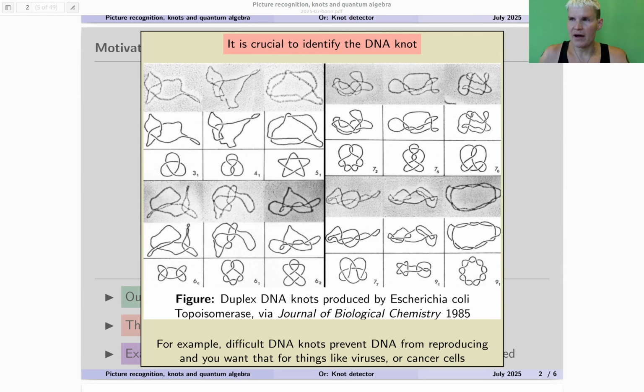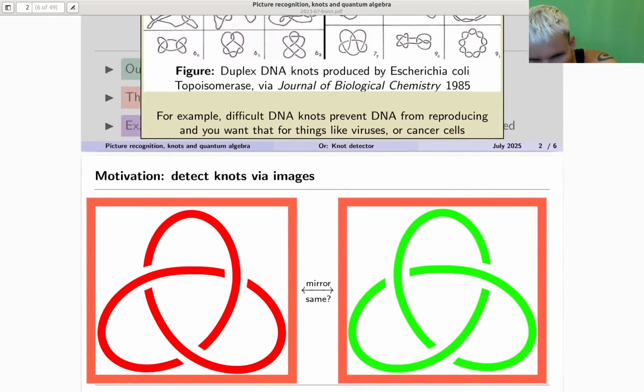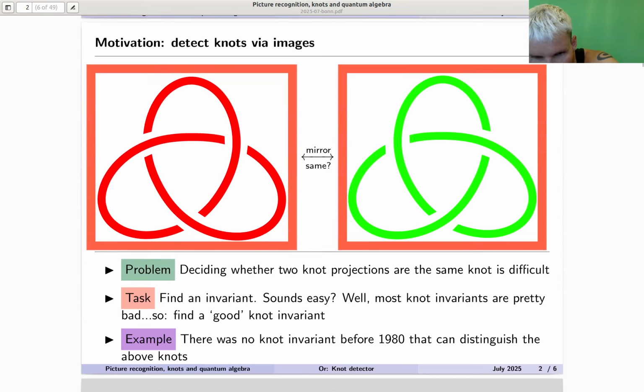Important problem, knot detection. But why on earth do you do that by hand, right? That was kind of the motivation I had in mind. So I thought a little bit about the abstract problem of detecting knots, right? Deciding whether two knots are the same is actually a really difficult problem.